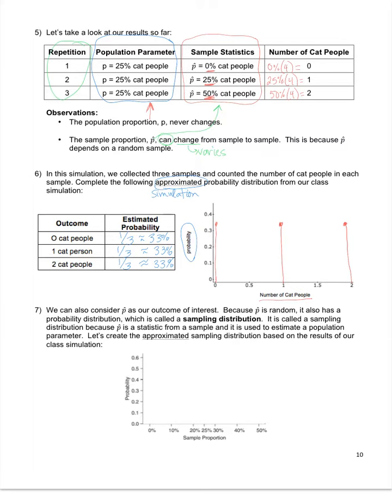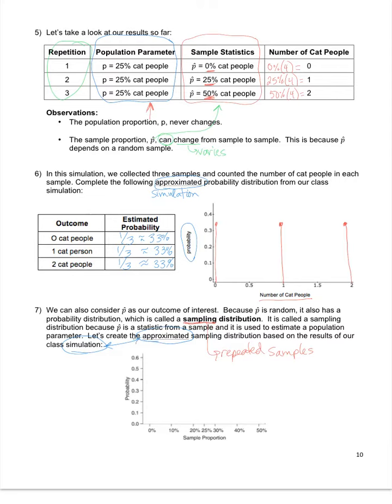All right, so number 7, we can also consider P hat to be our outcome of interest. Because P hat is random, it also has a probability distribution, which we're going to call a sampling distribution. Sampling means we've done repeated samples, or it shows you how a bunch of samples are distributed. It's called a sampling distribution because P hat is a statistic from a sample and is used to estimate a population parameter. So let's create the approximated sampling distribution based on the results of our class simulation. Again, it's approximated because it comes from a simulation.